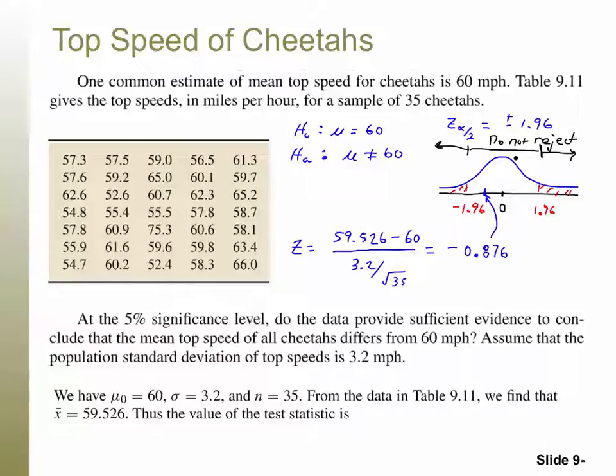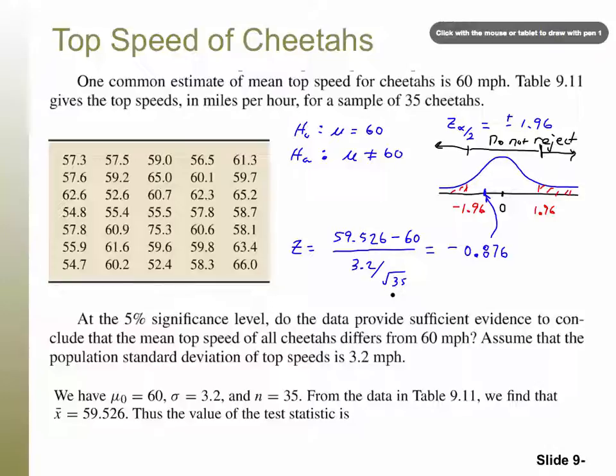Okay, and then there's the test statistic, which is the z-score according to this sample, measured against the hypothesized mean of 60, right? So we took the mean of the sample, subtract the hypothesized mean, and then divide by the standard deviation of the sampling distribution. So it's 3.2 divided by square root of 35. And so you should have gotten a test statistic of negative 0.876. Questions on that? Is that what you guys got?